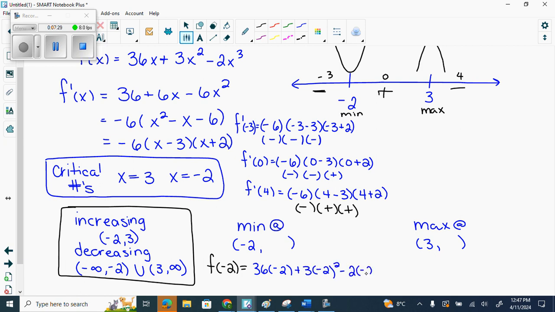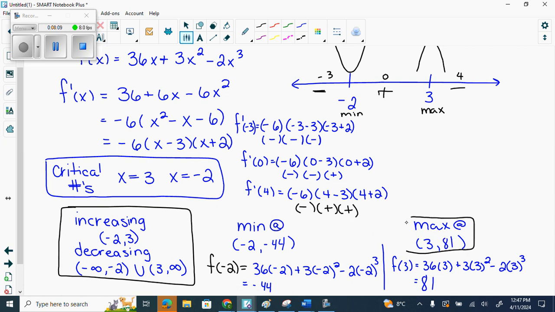negative 2 cubed. And what do we get? What do you get for a y? Anyone plug it in? Yeah. Negative 4. Thank you. And then we have f of 3, which is 36 times 3 plus 3 times 3 squared minus 2 times 3 cubed. And what do we get for this one? Change it to 2. All right. Box, box. Okay.